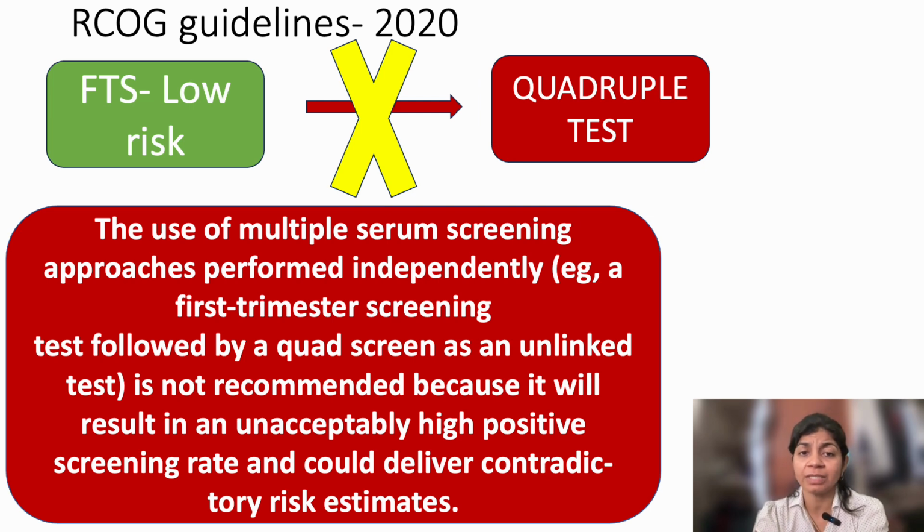So, this is strictly prohibited, doing one screening test and another screening test without combination or without integration. ACOG 2020 clearly says that the use of multiple serum screening approaches which are performed independently is not recommended, because that will lead to unacceptably high positive screen rates, and we have seen in our practice almost 100% of these patients were negative or they were normal. So, I would also suggest, if you have done FTS from a good center, from a good lab, and the NB scan has been done well, then there is no role of doing quadruple in level 2 scan. If you want to offer a better screening test, better go for NIPS.